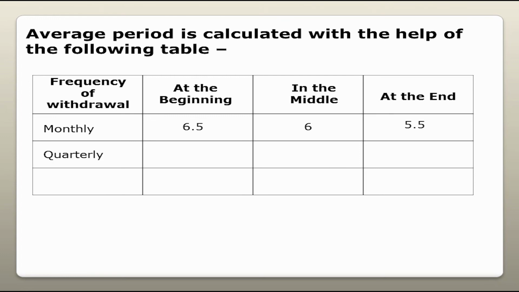Then quarterly: at the beginning it is 7.5 months, in the middle it is 6 months, at the end it is 4.5 months. Half yearly: at the beginning it will be 9 months, in the middle it is 6 months, at the end it is 3 months. Now let's see one illustration to understand.